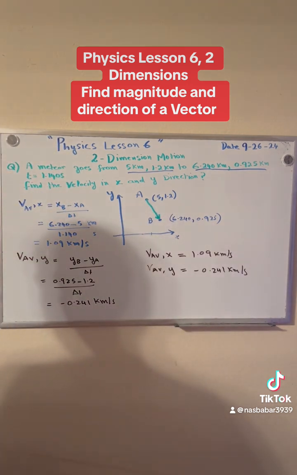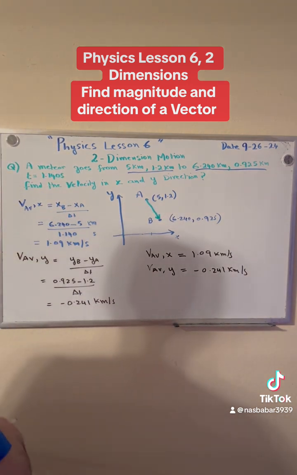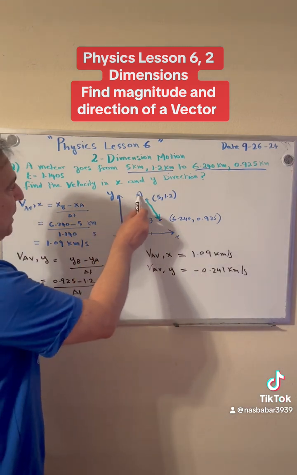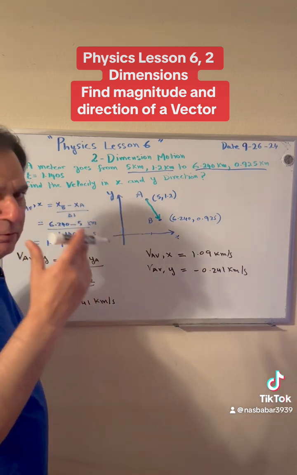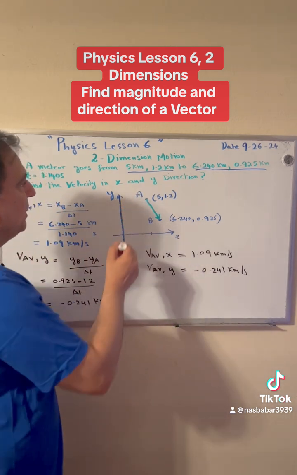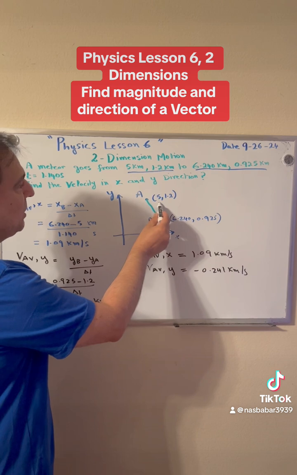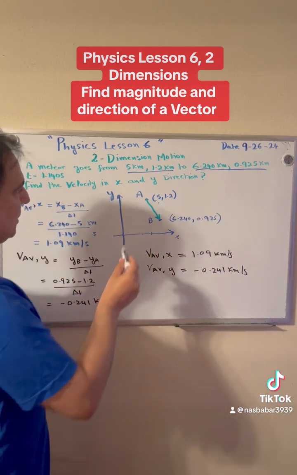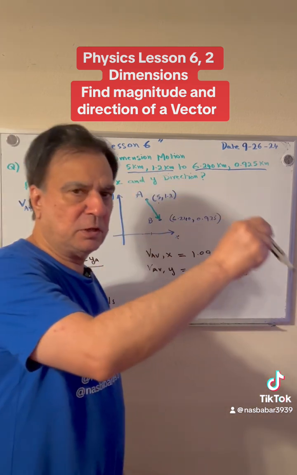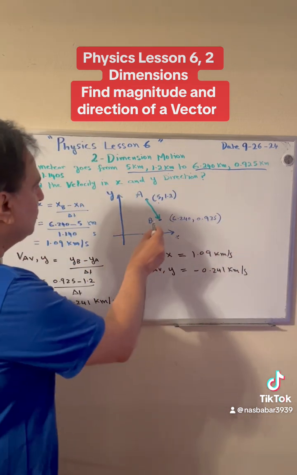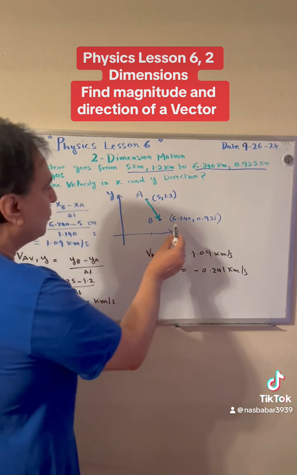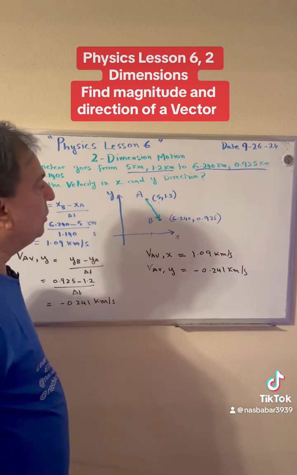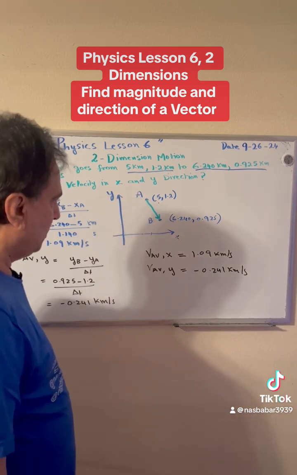We said there is a meteor up in the air, and if you look at this x and y, A is the location, primarily where the meteor initiated. And the coordinates are 5 kilometers in x direction and 1.2 kilometers in y direction. And then the meteor moves to a different location, which is B, and the x coordinate is 6.240 kilometers and y coordinate is 0.925 kilometers.